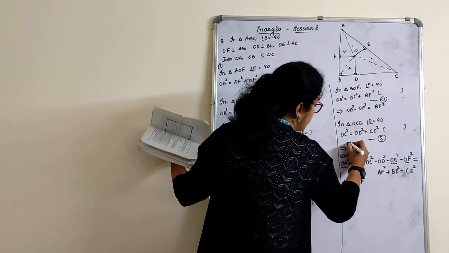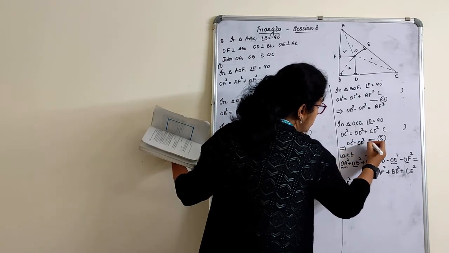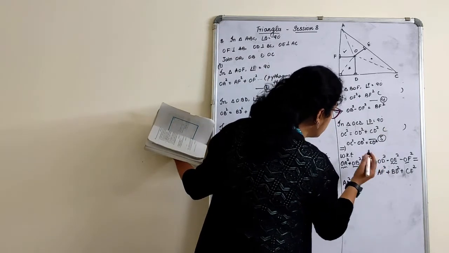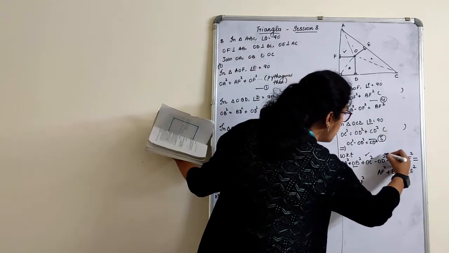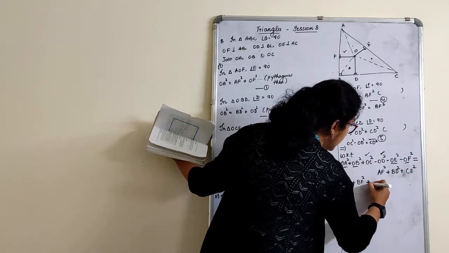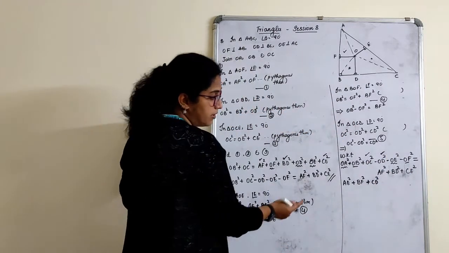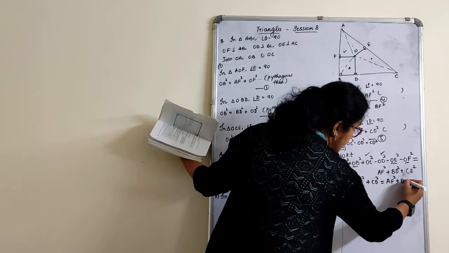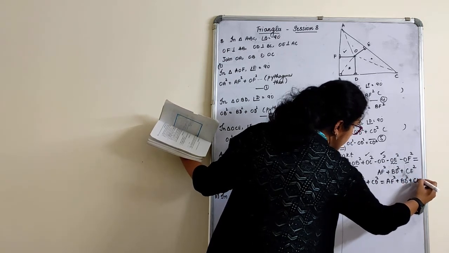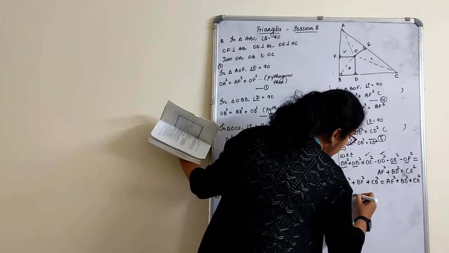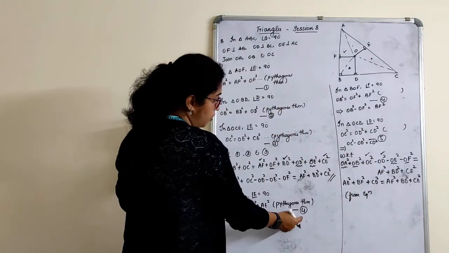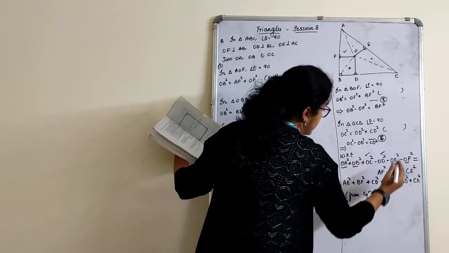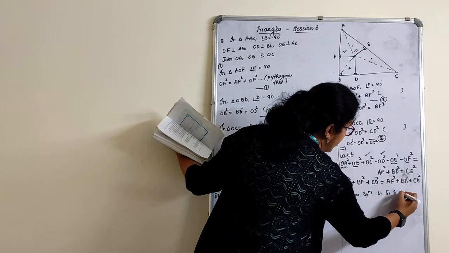Last. OC square minus OD square is equal to CD square. So OC square minus OD square, directly I can write this as CD square. Therefore it is equal to what? AF square plus BD square plus CE square, from equation 4, 5 and 6.